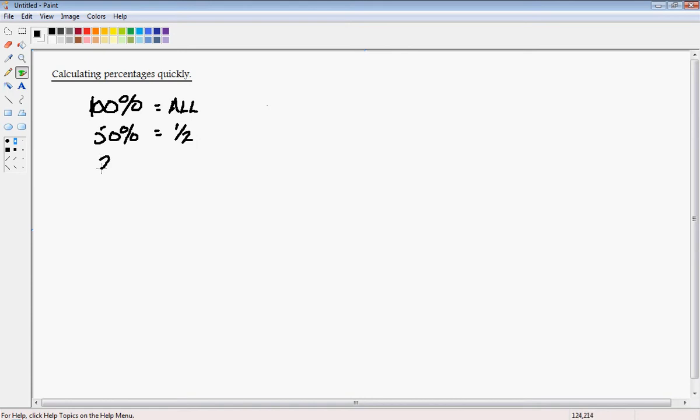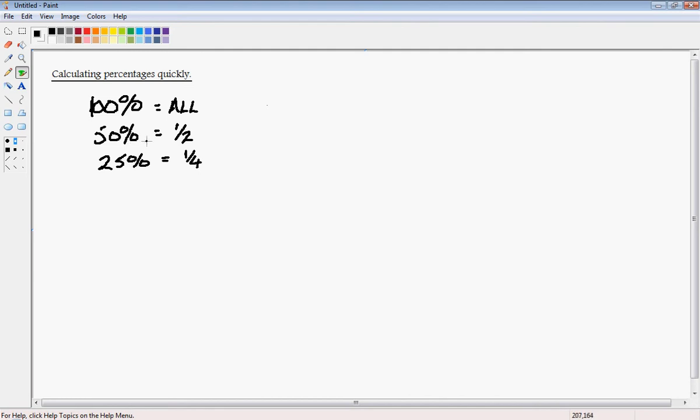Now if I were to give you 25% of the money in my wallet, you would get a quarter. 25%, remember, is half of 50%, so half of half is a quarter. So finding percentages can be quite simple this way.